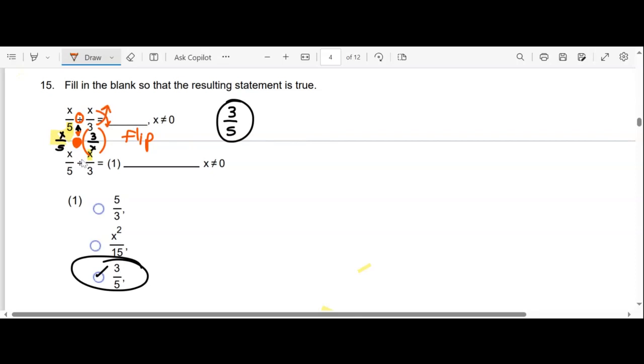Okay? So when you flip it, can I cancel the x with the x? Yes. So what's left? 3 over 5. So that's your answer in the bottom here. 3 over 5. Easy?